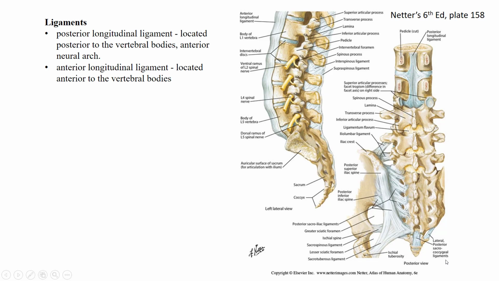There are two very important ligaments that support the spine. The anterior longitudinal ligament runs along the anterior part of the vertebral bodies, and the posterior longitudinal ligament runs just posterior to the vertebral body, and that's anterior to the spinal cord and anterior to the CSF space that surrounds the spinal cord. So those are two very important ligaments.